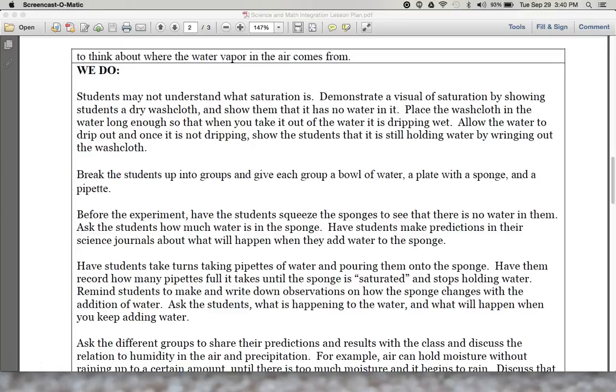Have students take turns taking pipettes of water and pouring them onto the sponge. Have them record how many pipettes full it takes until the sponge is saturated and stops holding water. Remind students to make and write down observations on how the sponge changes with the addition of water. Ask the students what is happening to the water and what will happen if you keep adding water.